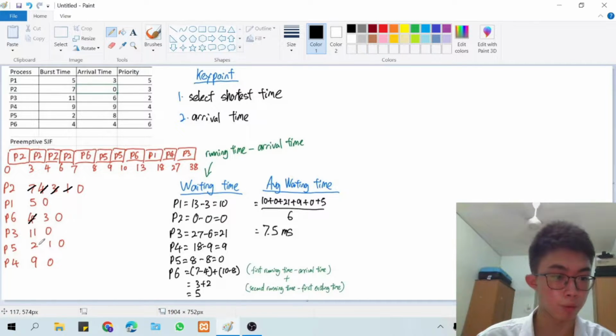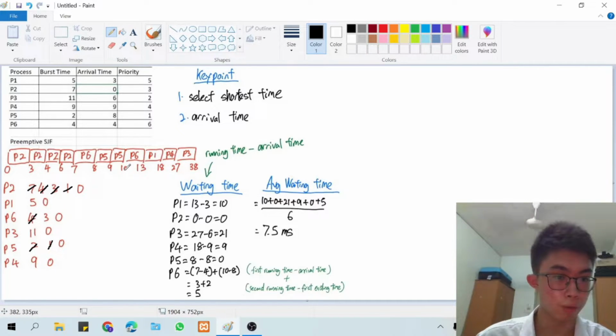P5 is coming in with the burst time of 2 millisecond. We select the shortest burst time of process, which is P5 with the burst time of 2 millisecond. P5 is run until 9 millisecond. Then P4 is coming in with the burst time of 9 millisecond. We're still running with P5 until it's run all of its burst time.